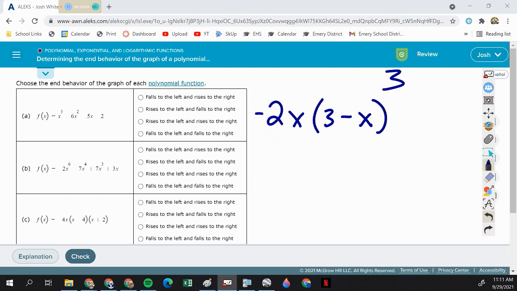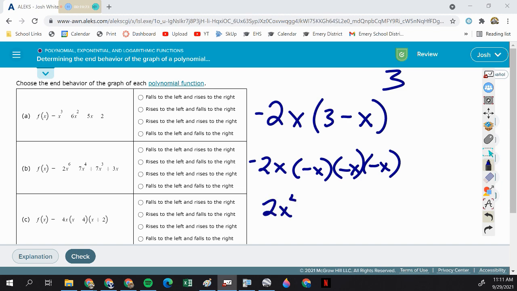What if this was a third power? So that would be negative 2x times negative x times negative x times negative x, which is 1, 2, 3, 4 negatives would be positive. What would a 2x to the 4th graph look like? Up to the left, up to the right. Does that make sense? All right. That is everything in 3.1.